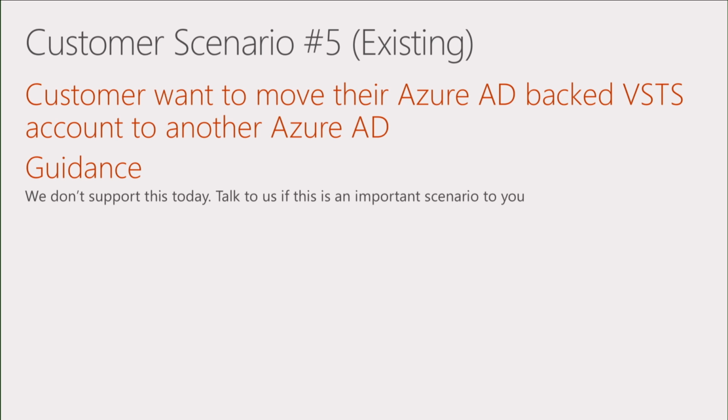This is a slight variation of scenario 2. In scenario 2, you created your own Azure AD, and you connected your VSTS account to that Azure AD. Now your company has got their official Azure AD directory in the cloud. Now they are telling you, okay, please don't use yours, just move it. This is what we call moving from one directory to another. Unfortunately, we don't support this today. But I have seen a couple of customers in this scenario. We can help. Talk to us if this is an important scenario for you.